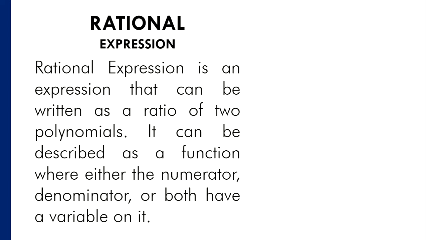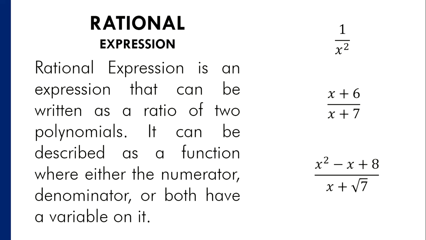Some examples here are 1 over x squared, x plus 6 over x plus 7, x squared minus x plus 7 plus 8 all over x plus square root of 7, and then the last one, x squared plus 5x minus 6. As you can see here, it's a polynomial expression, and we can express this as a ratio of two polynomials, wherein the denominator is 1.